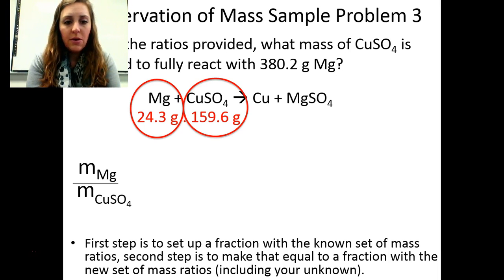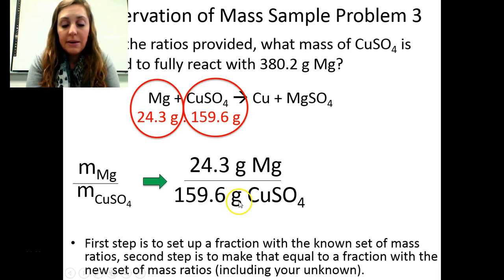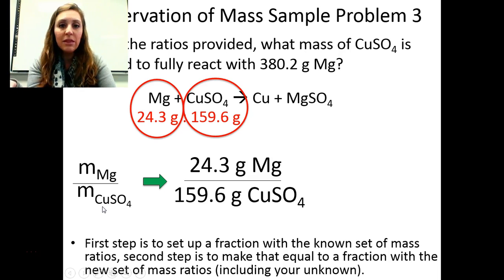So here's my copper(II) sulfate mass. This is the stuff that's given, so we're going to keep given information together in a fraction as well. I'm going to make this ratio: for every 24.3 grams of magnesium, I'll always have 159.6 grams of copper(II) sulfate. Notice I kept magnesium on the top and copper(II) sulfate on the bottom, just like in the original that I set up. Now you could have done it in the opposite order. It doesn't need to be magnesium on top and copper(II) sulfate on the bottom. However, you just need to be consistent throughout the whole problem.